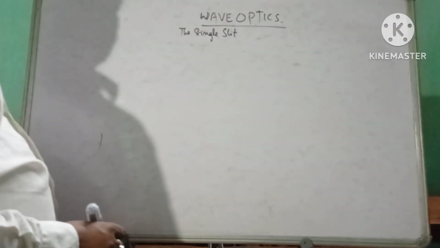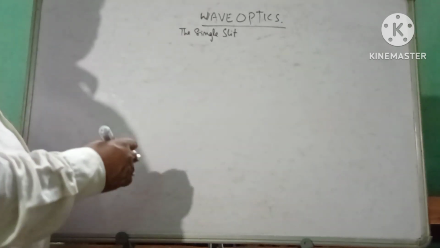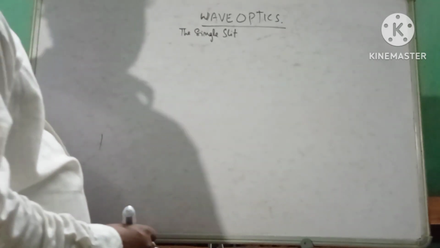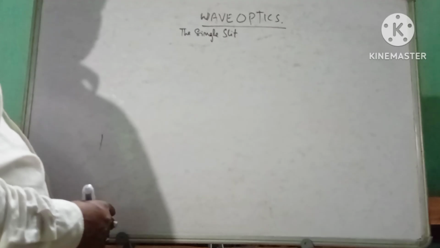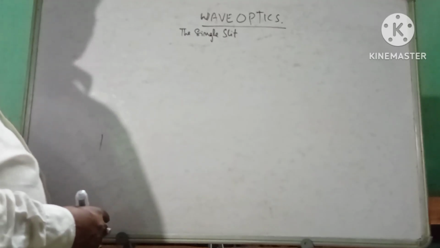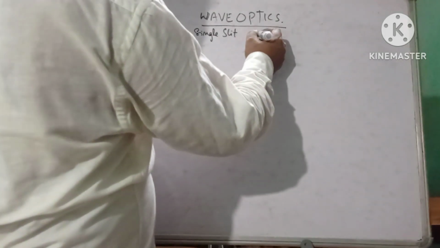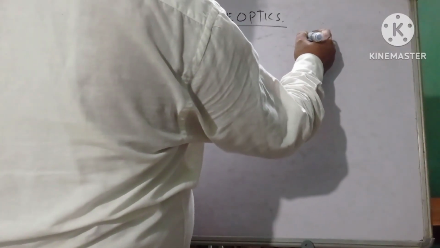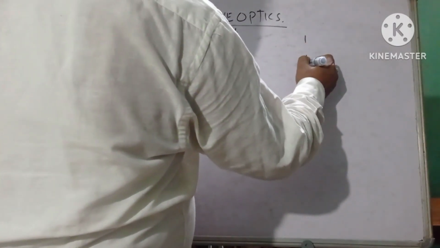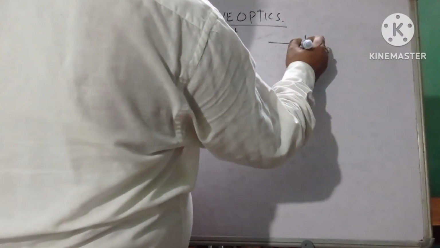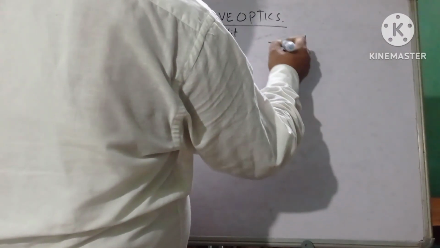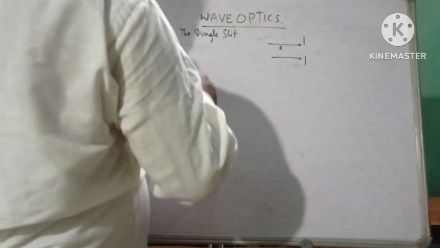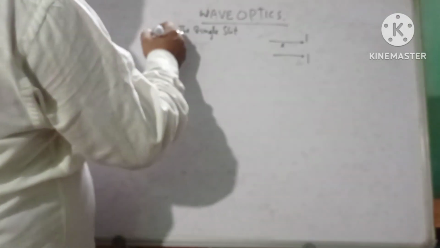This I have done as per the requirement of my students. Here is the single slit for wave optics. Here we have considered a slit, and this is the source of light entering through the slit.